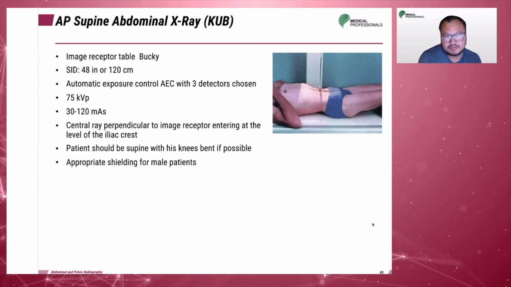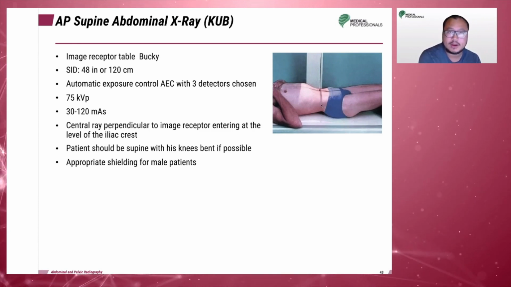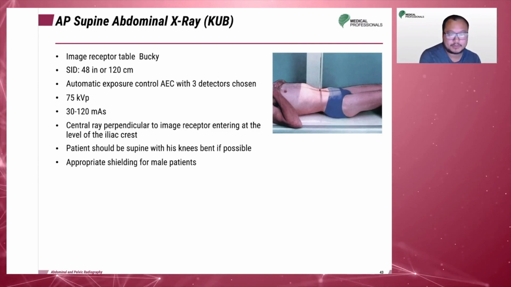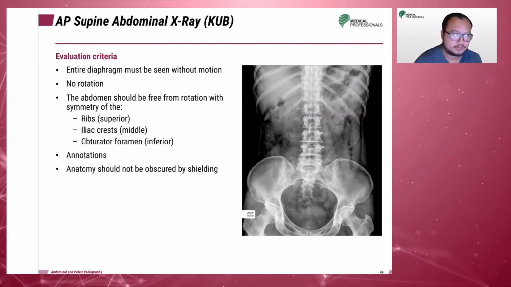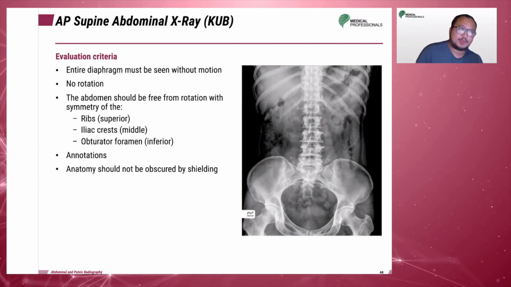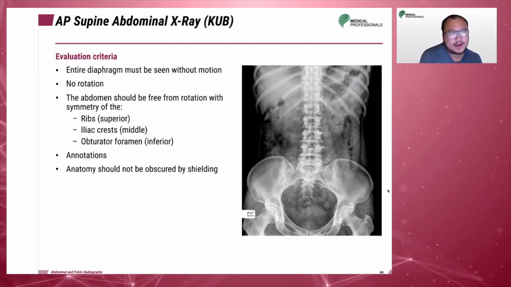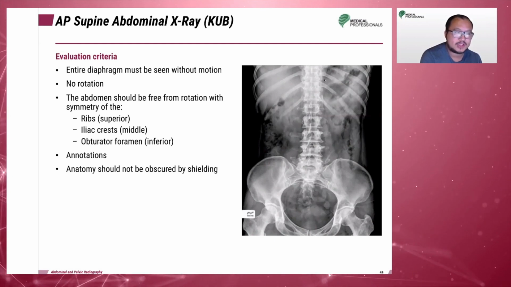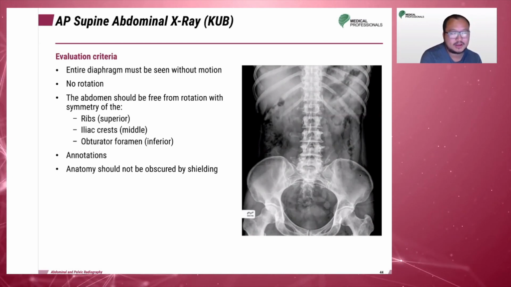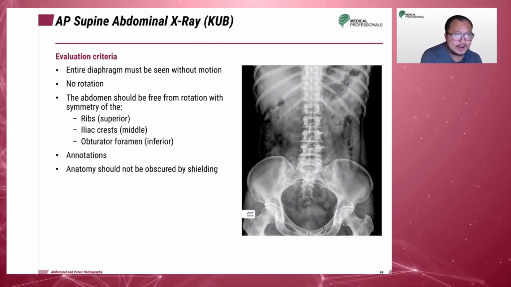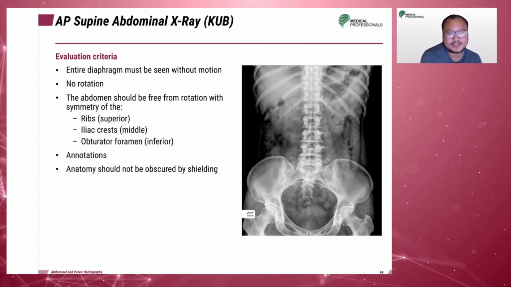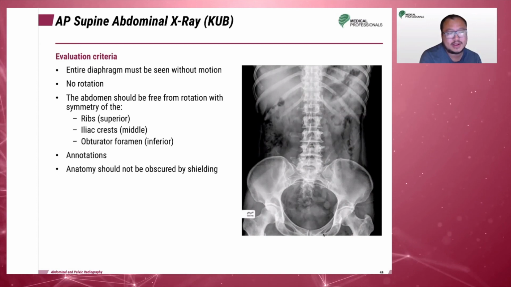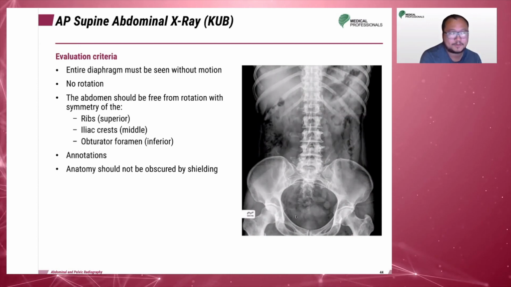And then our central ray is at the iliac crest. So we're going to feel for the hips here. We're going to feel for that iliac crest, and we're going to place our central ray at that point. Okay. And for the supine abdominal x-ray, no rotation. The abdomen should be free from rotation because you can see symmetry in the ribs, the iliac crest, the obturator foramen. Annotations that it was supine should be placed somewhere, especially if you're doing an acute series. We shouldn't use shielding because we might obscure some areas here.